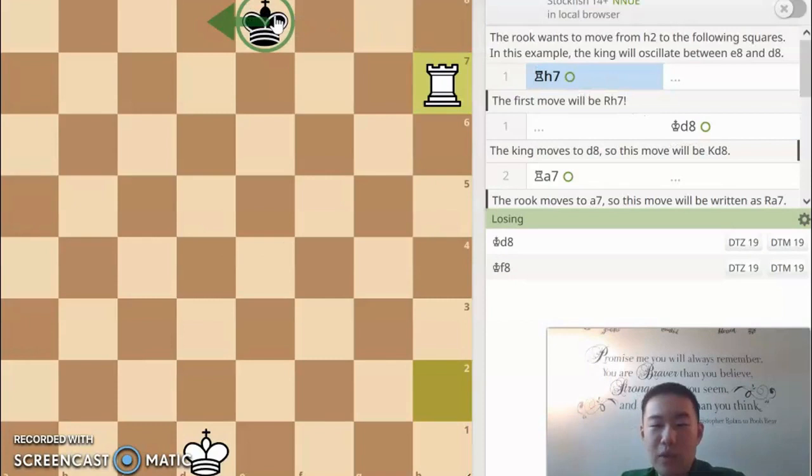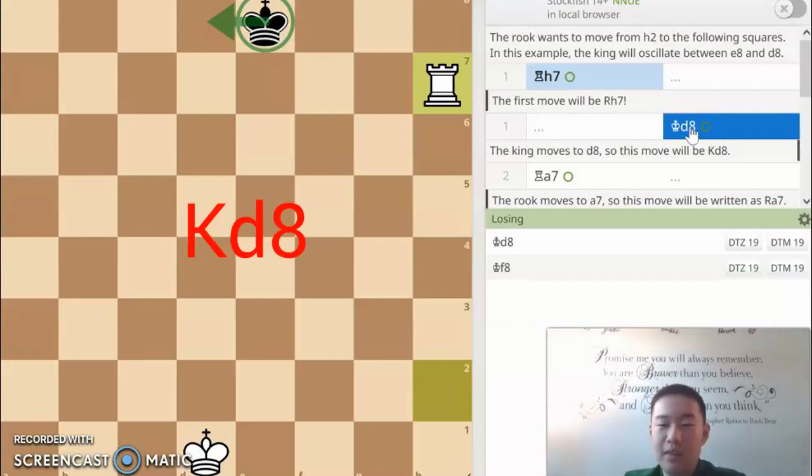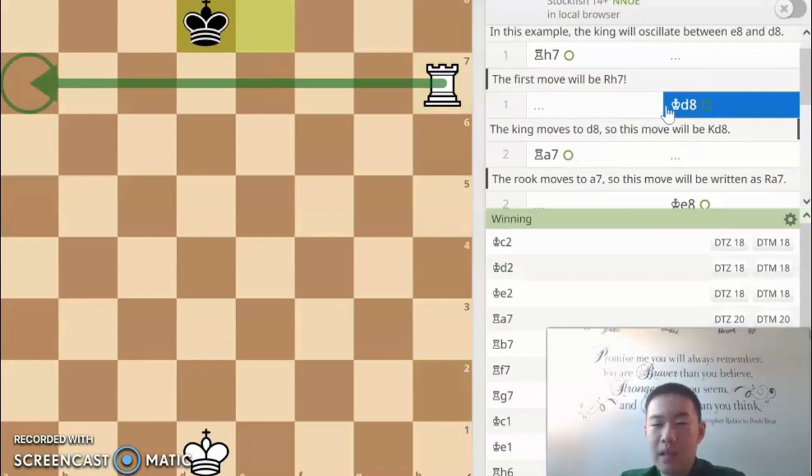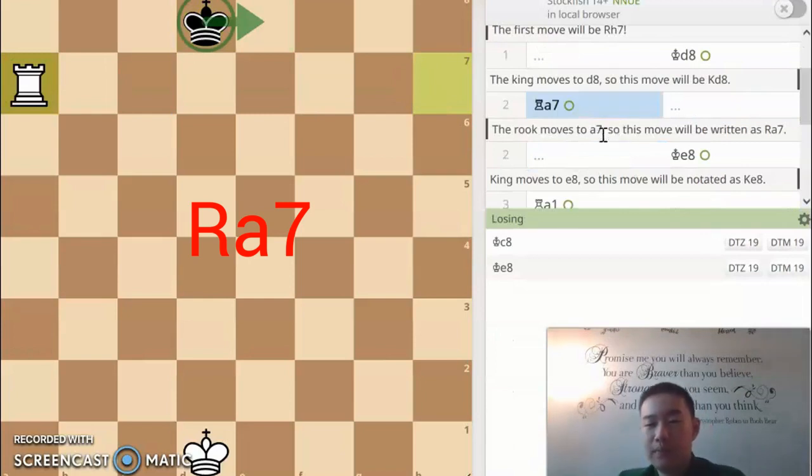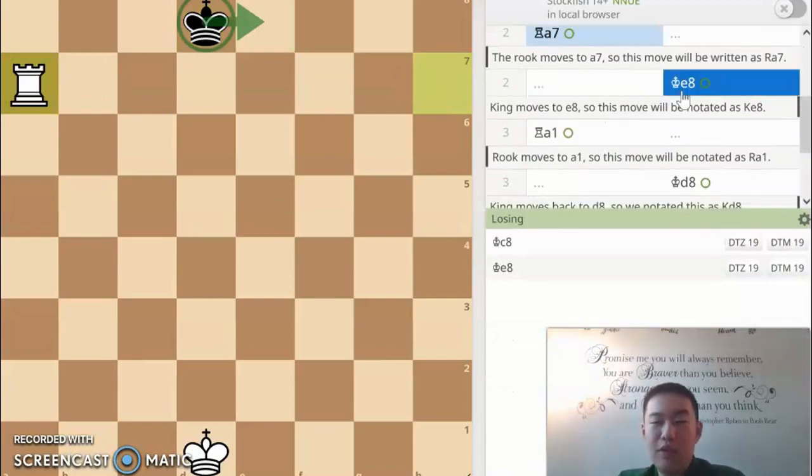The king wants to move to d8, and the prefix for the king is k, so the next move will be notated as kd8. The rook now wants to move to a7, and because the prefix for the rook is r, the move will be notated as ra7. The king wants to move to e8 now, so because the prefix for the king is k, it will be ke8.